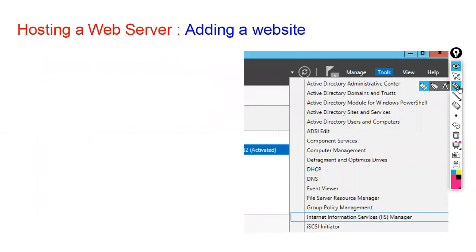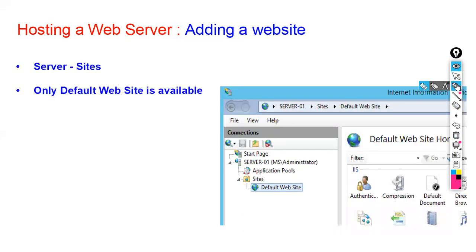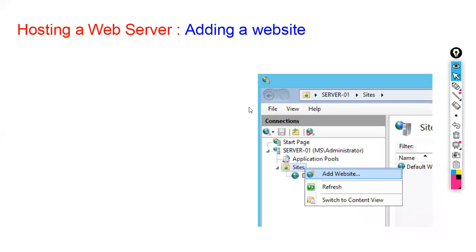So you will go to Tools. Under Tools, you will open the option IIS, Internet Information Services Manager. Then you will get this page. You will expand the server, then expand the Sites option. You will have the default website, but we need to create our own website. So how to add the website? You will right click on Sites and select the option Add Website.